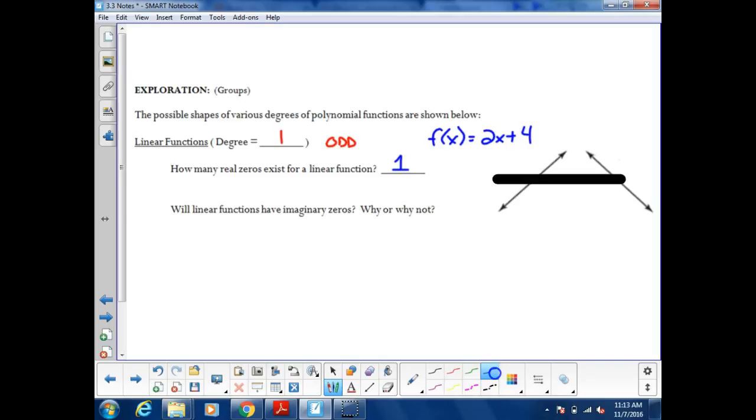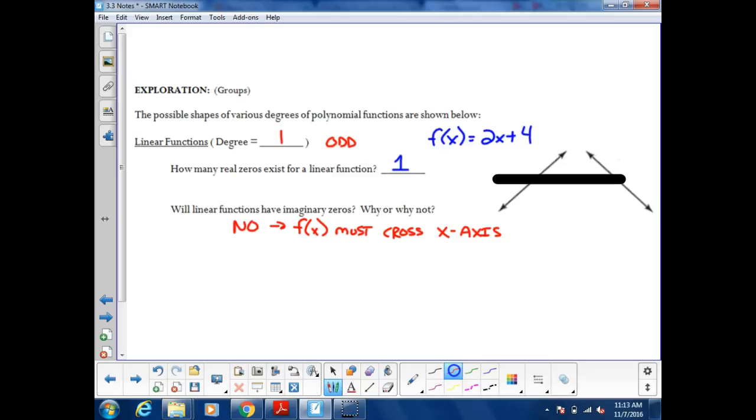No. There cannot be an imaginary zero in a line because the function must cross the x-axis. With me?